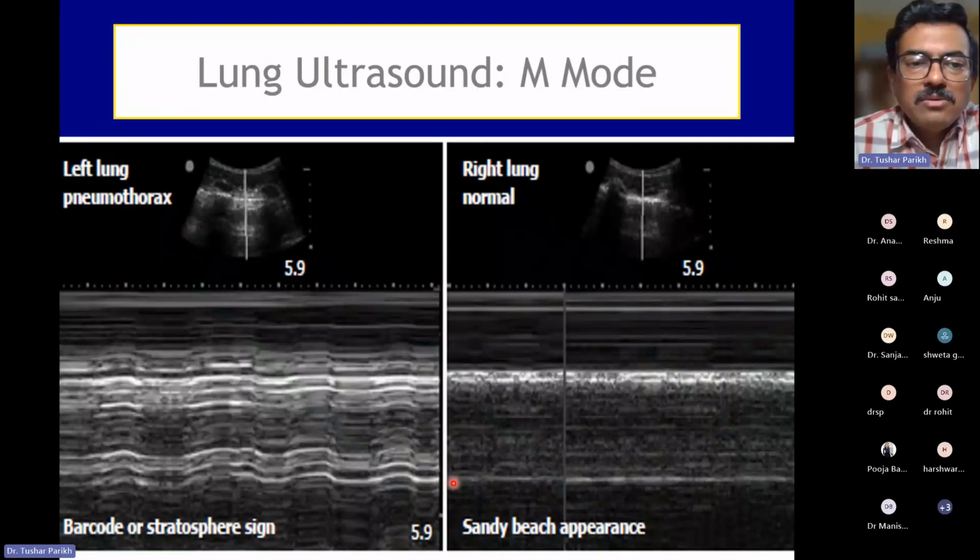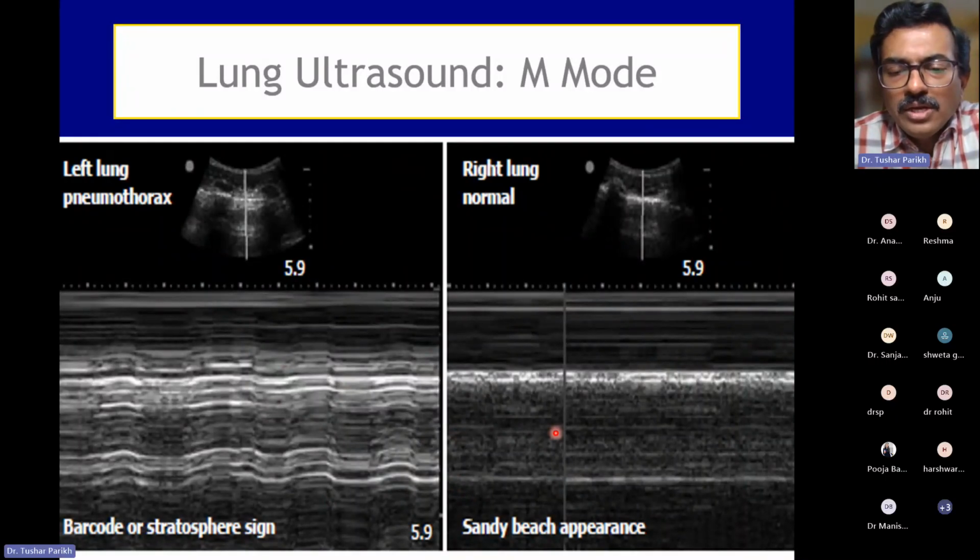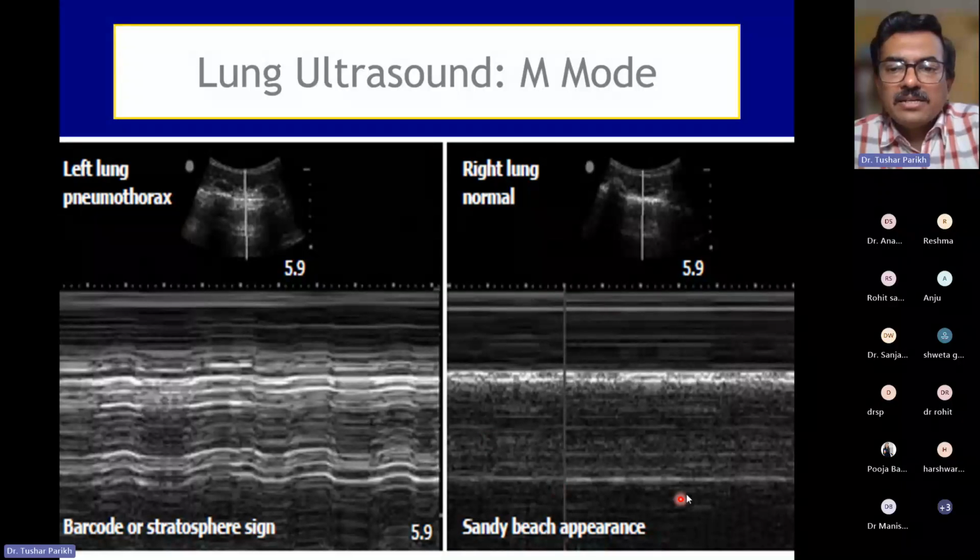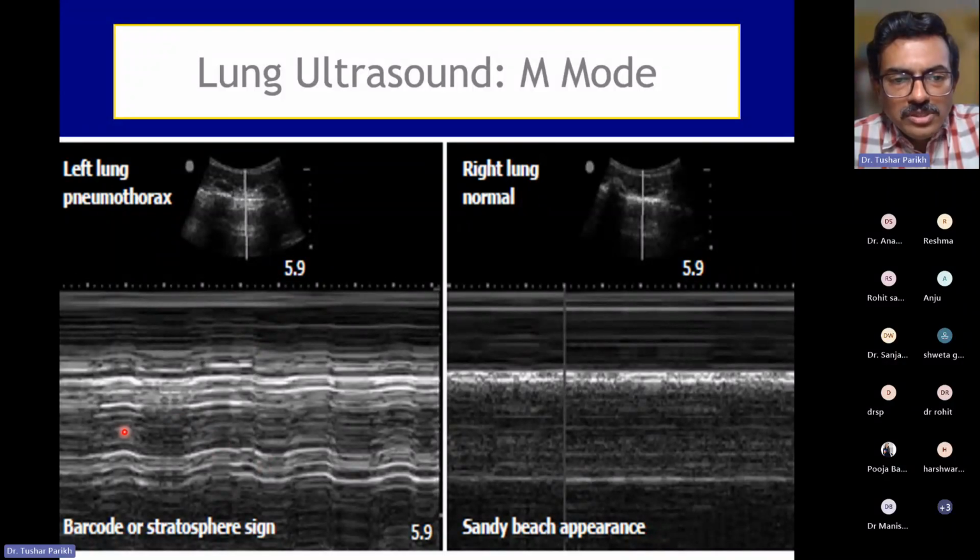Also, it is used in lung ultrasound. Because we want to learn this, try and get acquainted with these terms. Now on the left side, you are able to see just waves. As against this side, there are waves, and then there is a sandy appearance here. So this section shows a sandy appearance, and here there are only waves, with no sandy appearance. If you see something like what is on the left side, also known as the barcode sign or stratosphere sign, this is indicative of a pneumothorax.